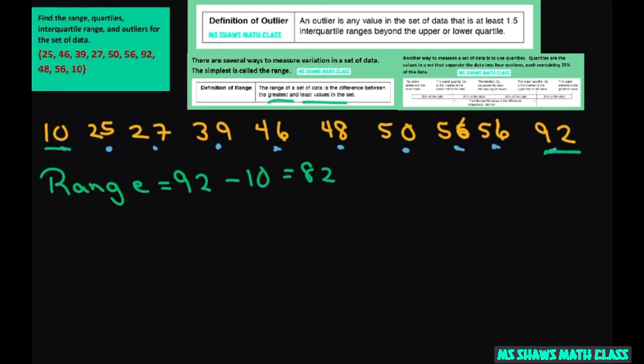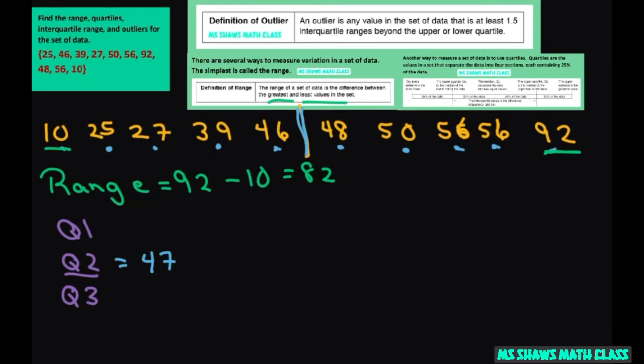Now let's do our quartiles: quartile 1, quartile 2, quartile 3. Quartile 2 is just your median. So 1, 2, 3, 4, 5, and then we have 1, 2, 3, 4, 5. The number halfway between 46 and 48 is 47. Or you could take those two numbers, add them up, and divide by 2.